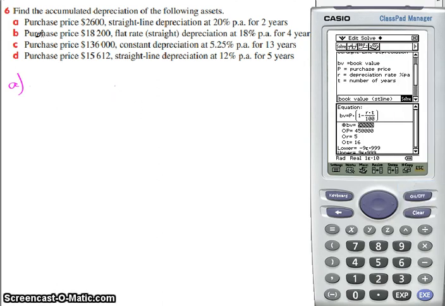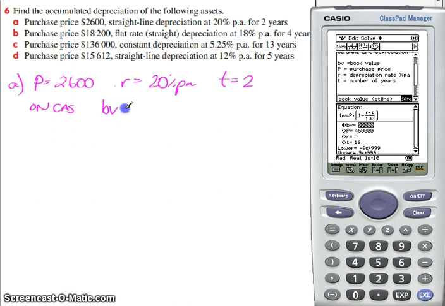So, for part A, my purchase price, P, is 2,600. The rate, 20% per annum. My time, my number of years is 2. Once you've done all that, you can say you used CAS, go to your CAS, and then we'll be able to come back and write in what our book value is. But accumulated depreciation is how much has it lost. So in this case, my depreciation is going to be what I started with, minus what it is worth now, and that's going to be what's left over. Let's have a go at this first question here.